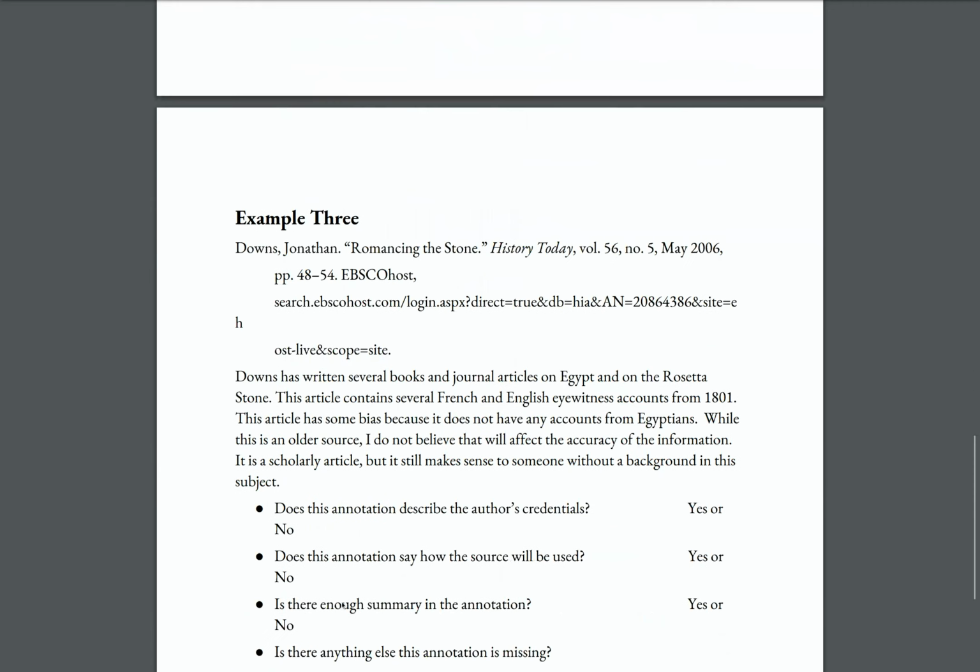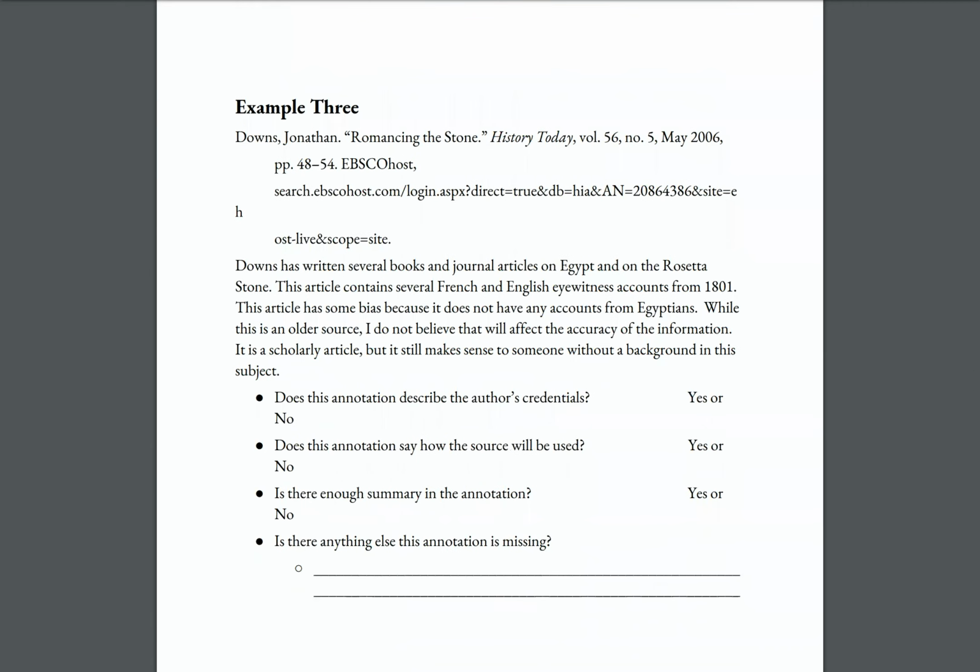For our third example, this is from a scholarly journal, History Today. Downs has written several books and journal articles on Egypt and on the Rosetta Stone. This article contains several French and English eyewitness accounts from 1801. This article has some bias because it does not have any accounts from Egyptians. While this is an older source, I do not believe that it will affect the accuracy of the information. It is a scholarly article, but it still makes sense to someone without a background in this subject.